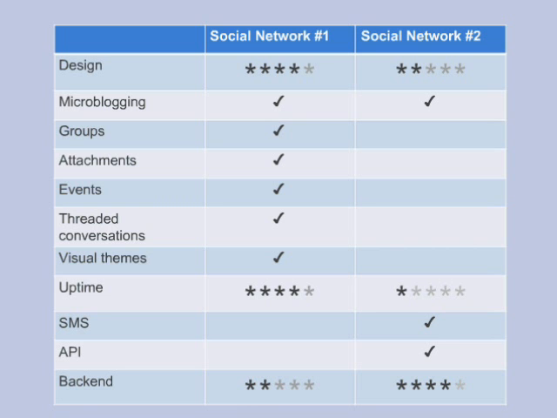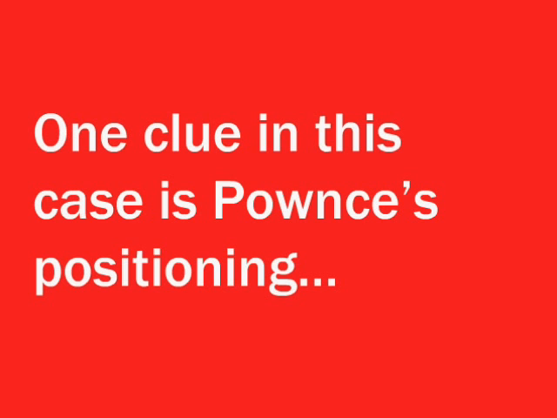That's a long way of saying that sometimes the visual design or the number of features, in other words, the performance of the product, isn't necessarily as important as other factors which influence the customer's experience but may not do so on a surface level like visual design. So why did this happen? Looking deeply into it, one clue in this case, I think, is Pownce's positioning.